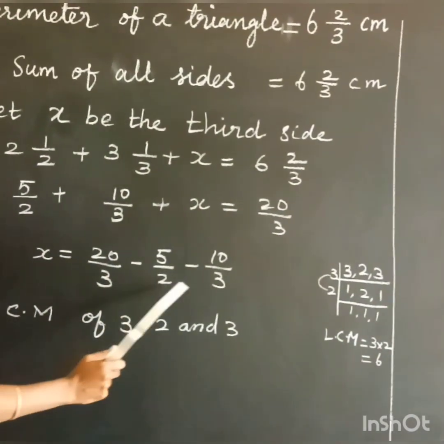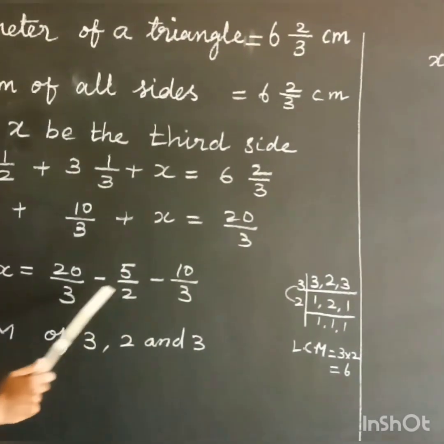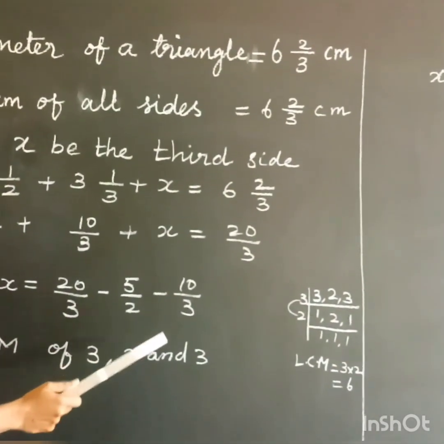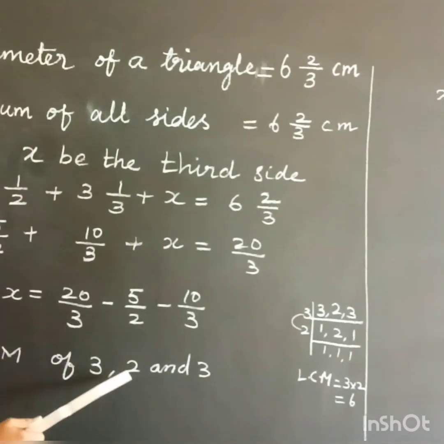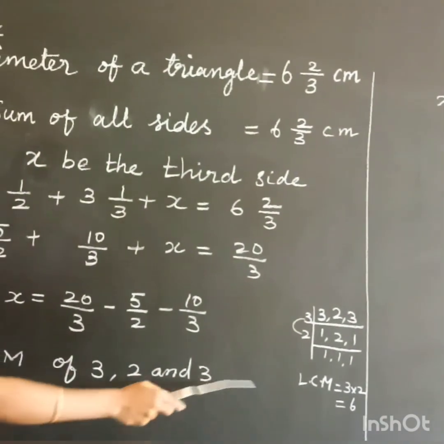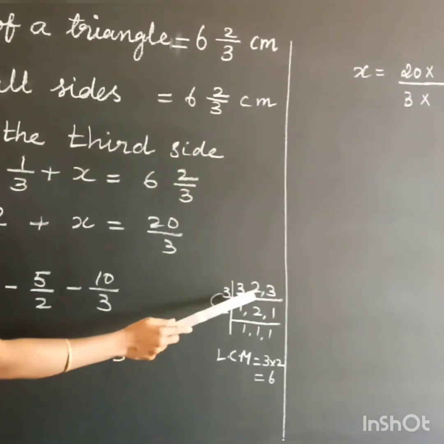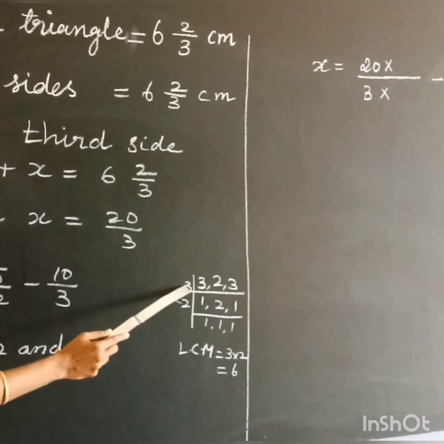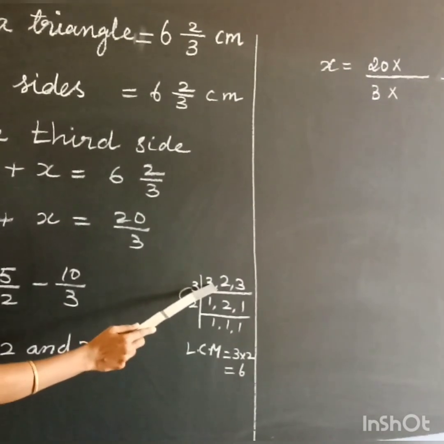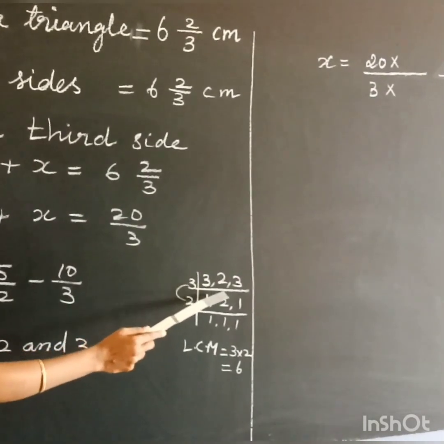Now see the denominators, all are different. How is it possible to subtract? It is not possible. So we have to take the LCM of 3, 2 and 3. See here, 3, 2, 3: 3 and 3, which table do they come in? It is a multiple of 3. 3 divided by 3, 1. 2 doesn't come in the 3 table.